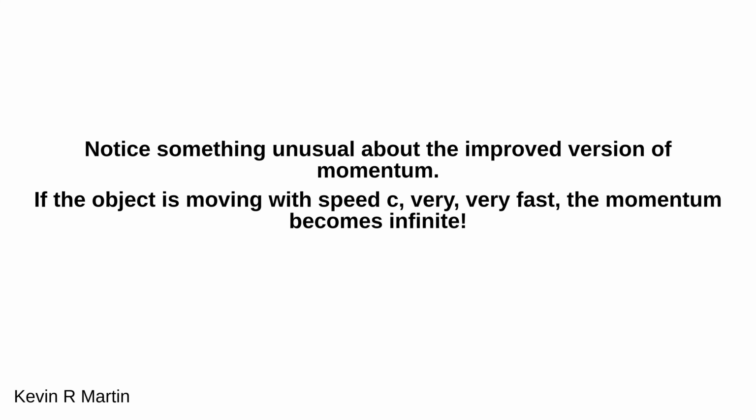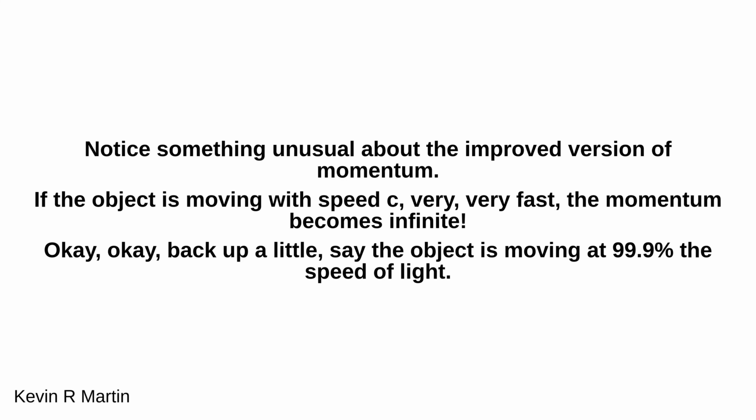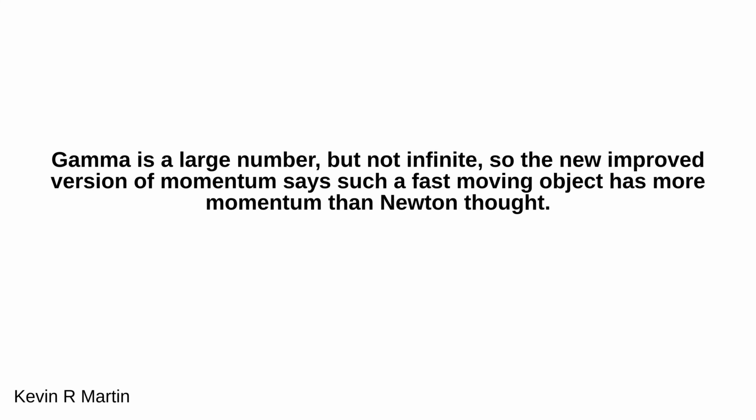Notice something unusual about the improved version of momentum. If the object is moving with speed c, very, very fast, the momentum becomes infinite. Okay, back up a little, say the object is moving at 99.9% the speed of light. Gamma is a large number, but not infinite, so the new improved version of momentum says such a fast-moving object has more momentum than Newton thought.